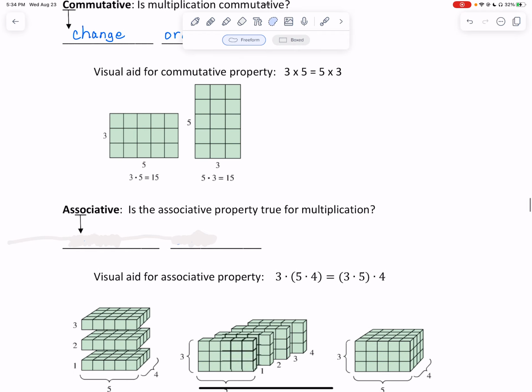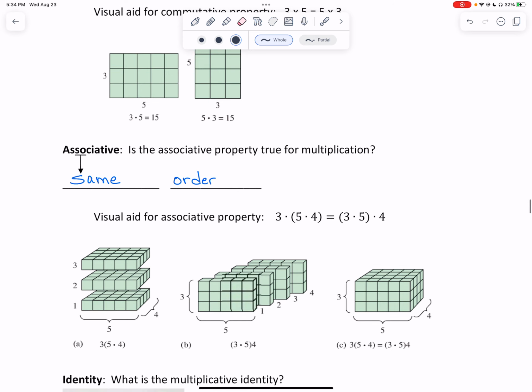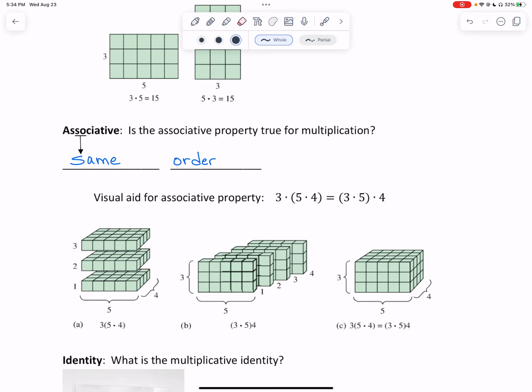So the associative property says if I keep the same order and group them differently, but keep the same order, will I get the same answer? So again, here is a visual, okay? So we're going to start off with this guy, 5 times 4. So notice this bottom one. There's 5 here and 4 here. So 5 times 4. And then I have 3 of them. 1, 2, 3. So 5 times 4 is what, 20? And then times 3. So if I made a block out of that, I would have 60 little blocks.